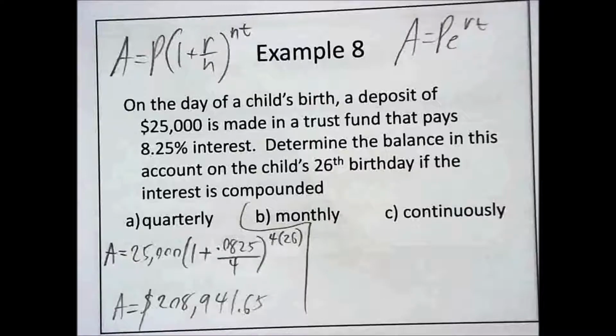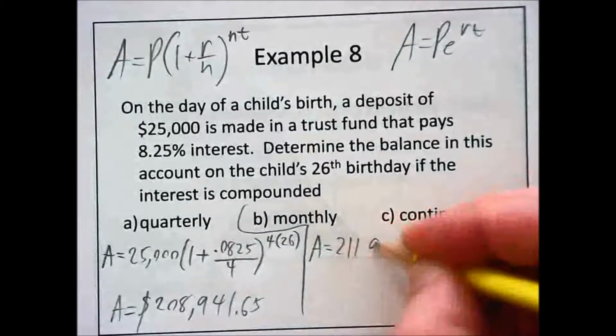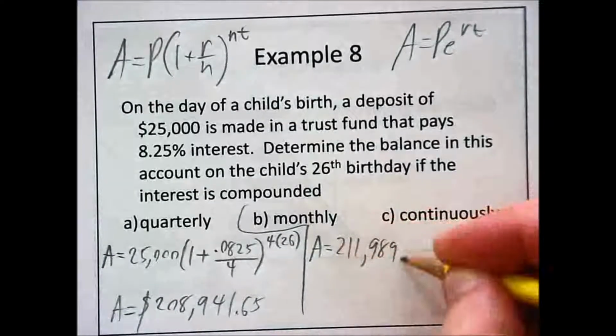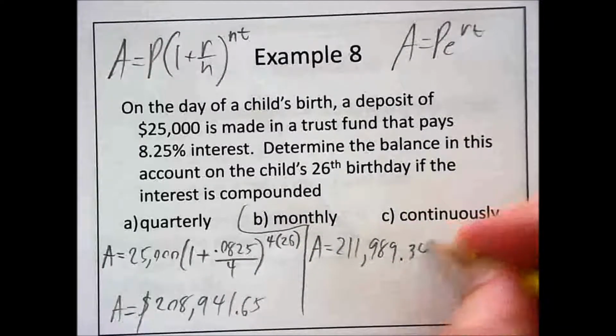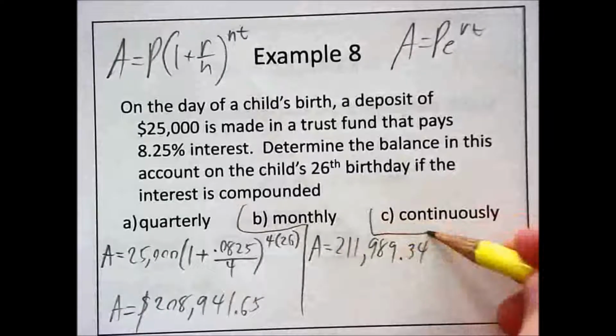Monthly, what would I change? Change the 4 to a 12. Go ahead and do that. Figure out what you get. $211,989.34. How much for the cents? 34. Anybody else get that? Do you want this in triple decimal too? Considering it's dollars and cents, no. Good answer.